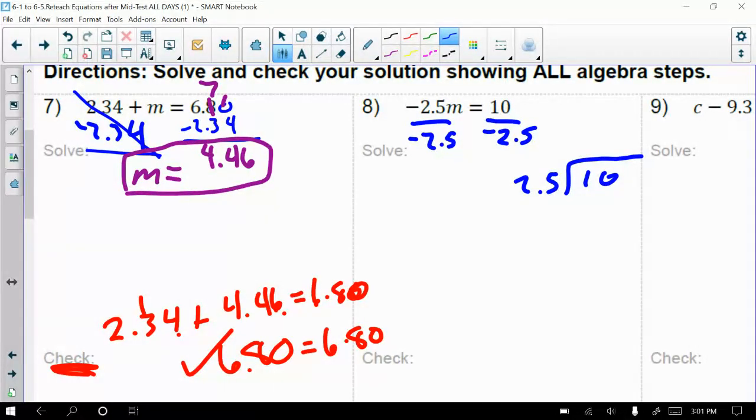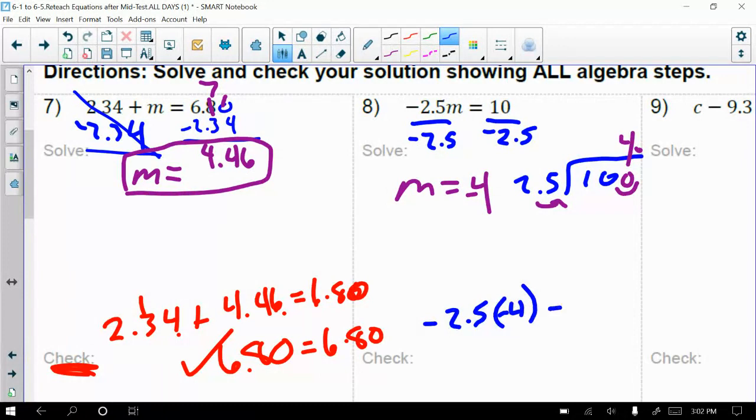Now remember, our 2.5, we're really going to divide 100 by 25. Well, if you have a quarter, how many quarters make a dollar? 4. Okay. All right, so then m equals -4. Don't forget your negative. All right, so let's check it. Is -2.5 times -4 equal 10?